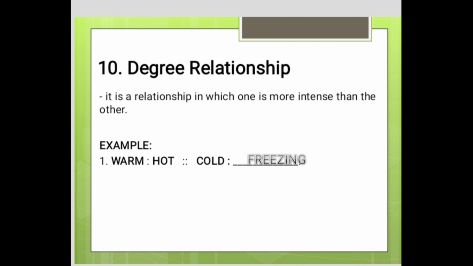Degree relationship. Degree relationship is a relationship in which one is more intense than the other, and it also makes it more of something. For example, warm is to hot as cold is to freezing. Another example here is rain is to thunderstorm as mist is to fog. And if you notice, all of my examples are related to the degree relationship. Let's proceed to number 11.